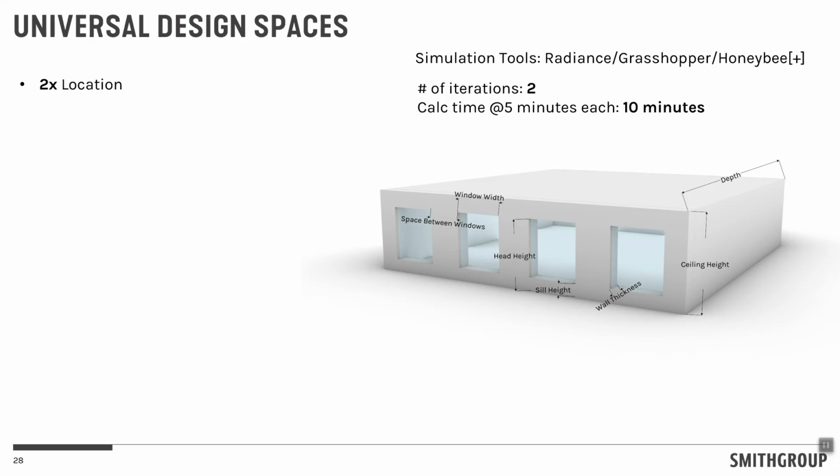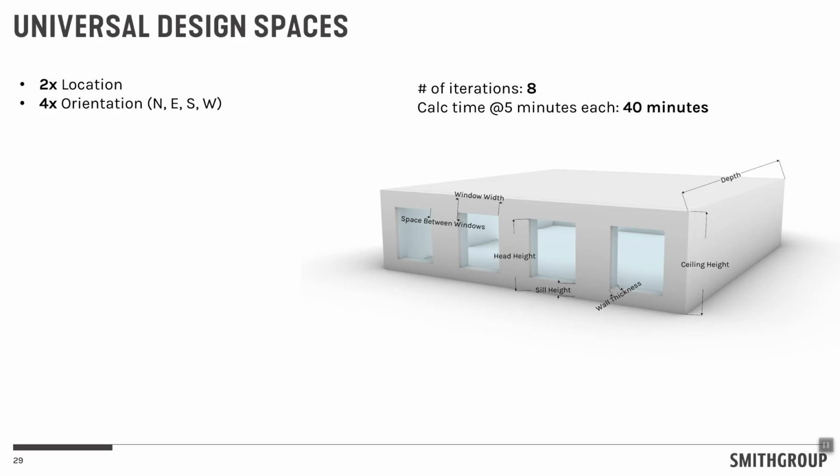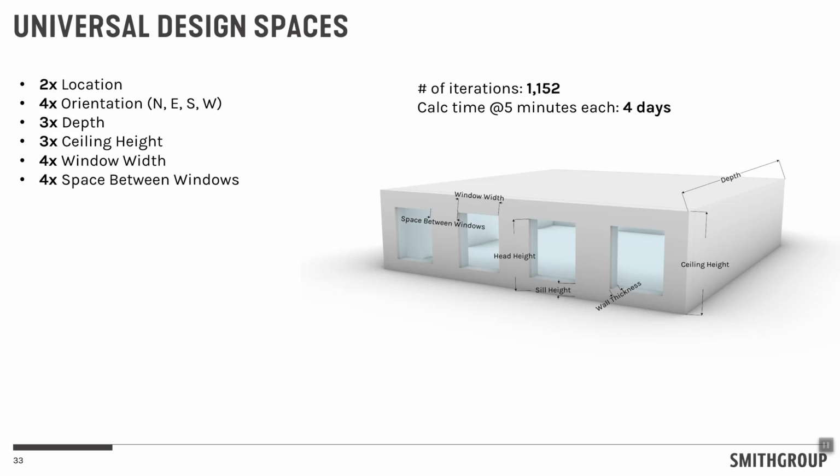So let's, again, location. Let's say we choose 2 locations, and if each calc takes 5 minutes, this will be 10 minutes total. Now we might have orientation. So we have now 2 locations, 4 orientations. That's 8 total. That's going to take 40 minutes to run. If we add depth, 3 ceiling heights, you see we're now up to 6 hours. So what we're doing here is I'm going through and showing you how these different features quickly explode exponentially and take quite a long time to simulate. Window width, space between the windows, the sill height. Here we are with over 2,000 iterations. It's going to take about 8 days to calculate.